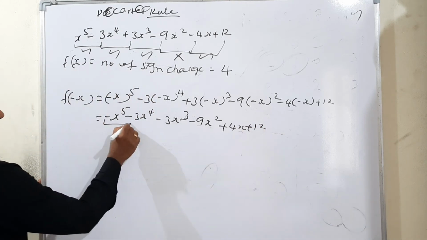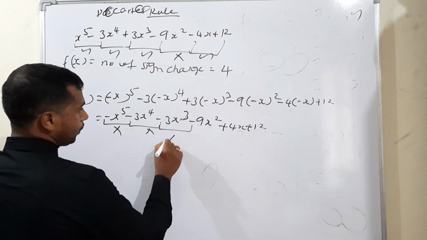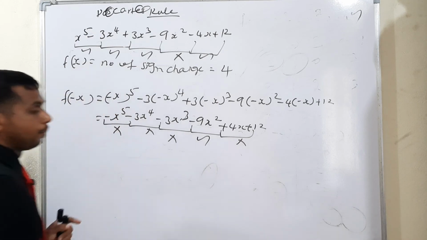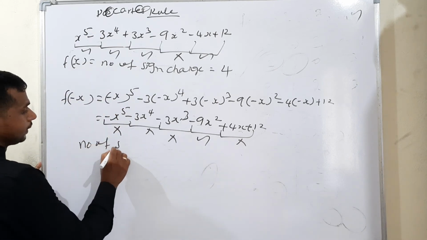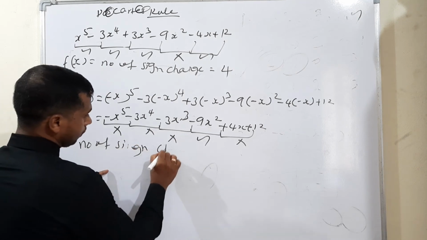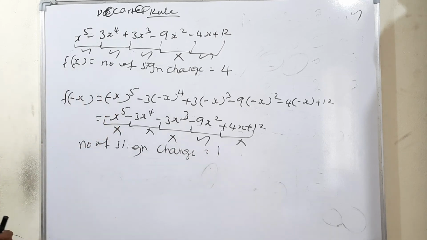Now the number of sign changes: negative to negative, no sign change; negative to negative, no sign change; negative to negative, no sign change; negative to positive, one sign change; positive to positive, no sign change. Therefore the number of sign changes in negative roots is only 1. Okay.